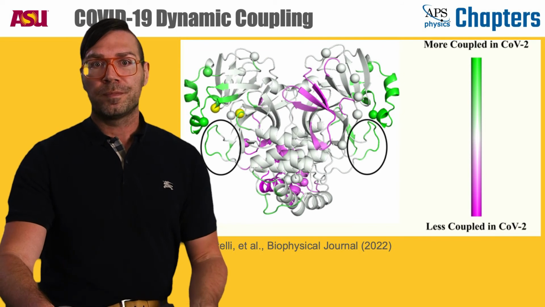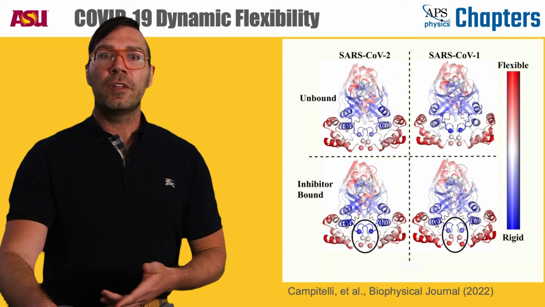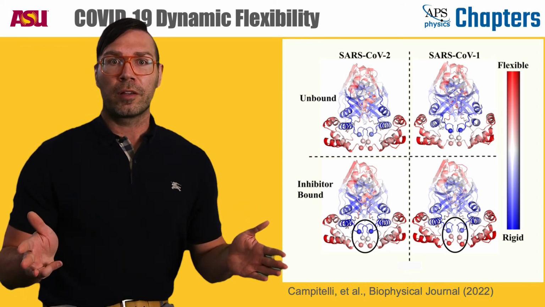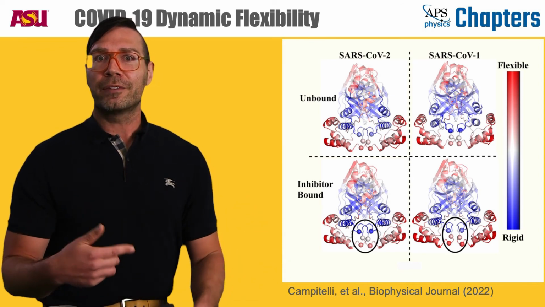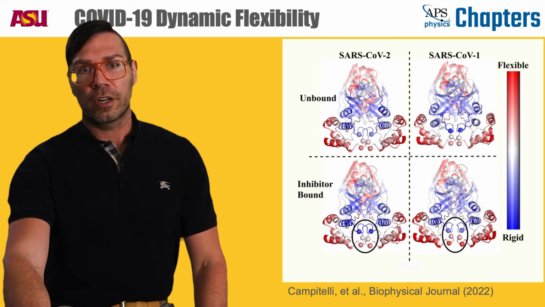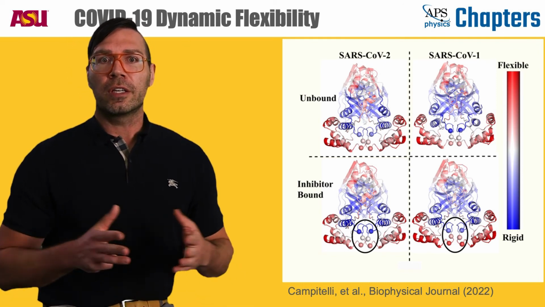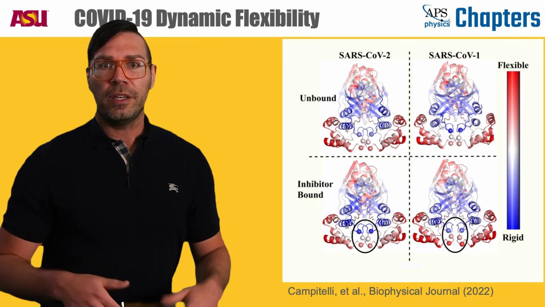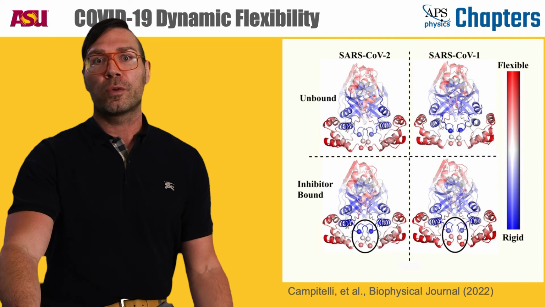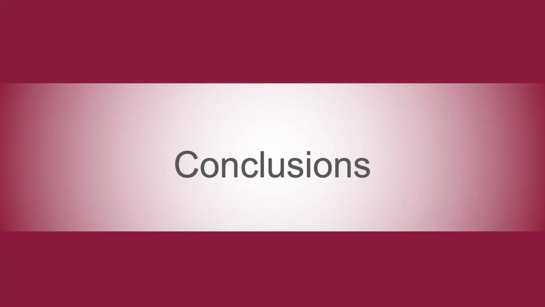Similarly, some of these regions also overlap in terms of flexibility differences, and upon comparing the flexibility of the two systems when bound to known inhibitors, we have identified regions which may be used to bind additional drug targets. While immunizations currently exist, we understand that there continues to be enormous rates of COVID-19 infection, and subsequently, the search for inhibitory drugs remains necessary.